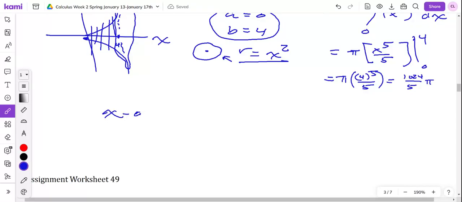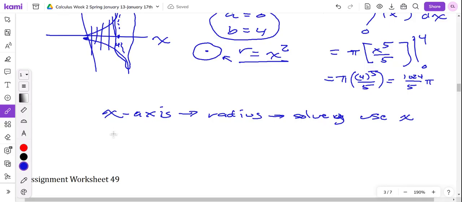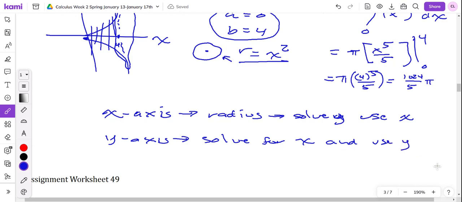If it's the x-axis, the radius, solve for y, and then use x. And if it's the y-axis, solve for x and use y. That's the key piece right there.